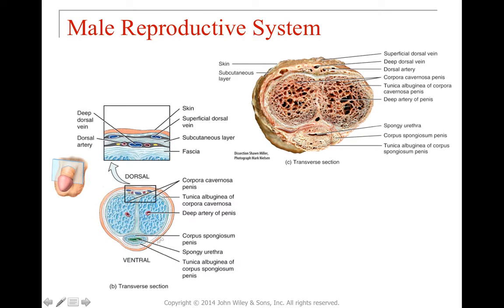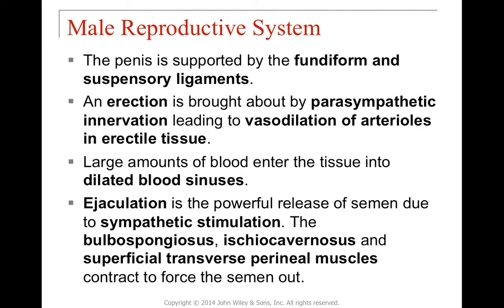And if it fills with blood, that's going to cause us to be taut and rigid and create the erection. Okay? So what holds the penis in place? It's going to be suspended by ligaments, just like almost all of your internal and external organs. It's going to be supported by ligaments. And so we have the fundiform ligament and the suspensory ligaments.